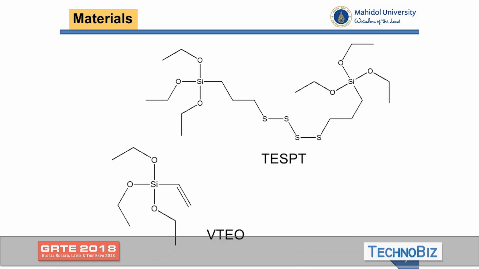The chemical structure of the silane coupling agents are shown in this slide. The TESPT silane is composed of 4 atoms of sulfur, while the VTEO is composed of the vinyl group in this segment.